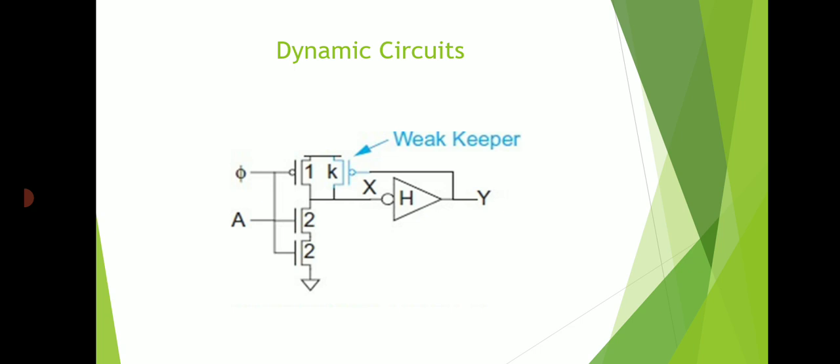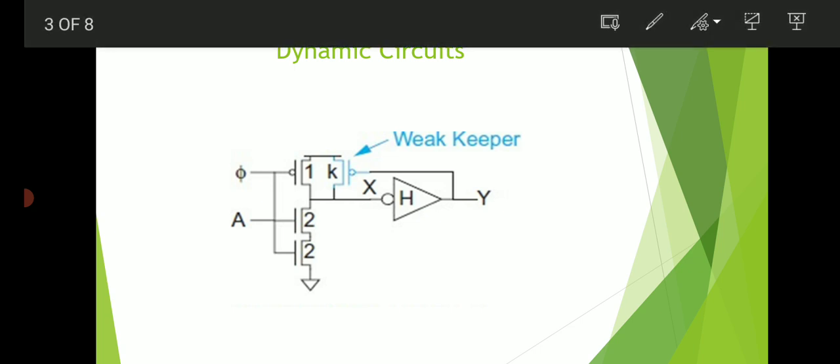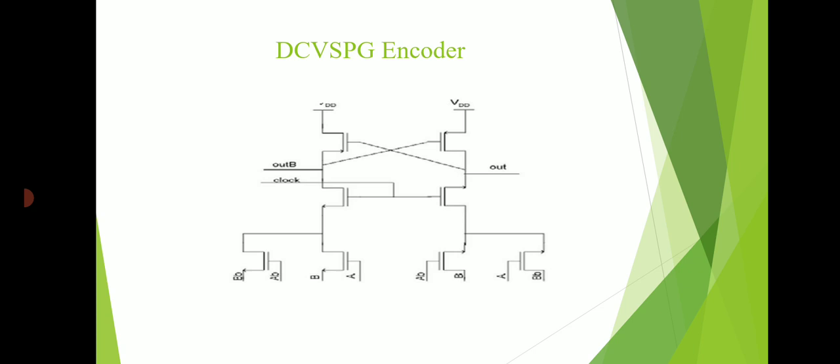If you consider dynamic logic circuits, here also the n-type dynamic gate is charged to VDD and the output inverter is set to 0. During the evaluation time, the dynamic gate continuously discharges and the output inverter changes from 0 to 1. Here you can see the DCVSPG encoder.